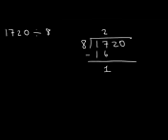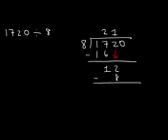Now let's bring down the next digit. So now how many times does 8 go into 12? 8 goes into 12 one time. 1 times 8 is 8. 8 times 2 is 16, which is more than 12, so that's too much. And now let's subtract. 12 minus 8 is equal to 4.